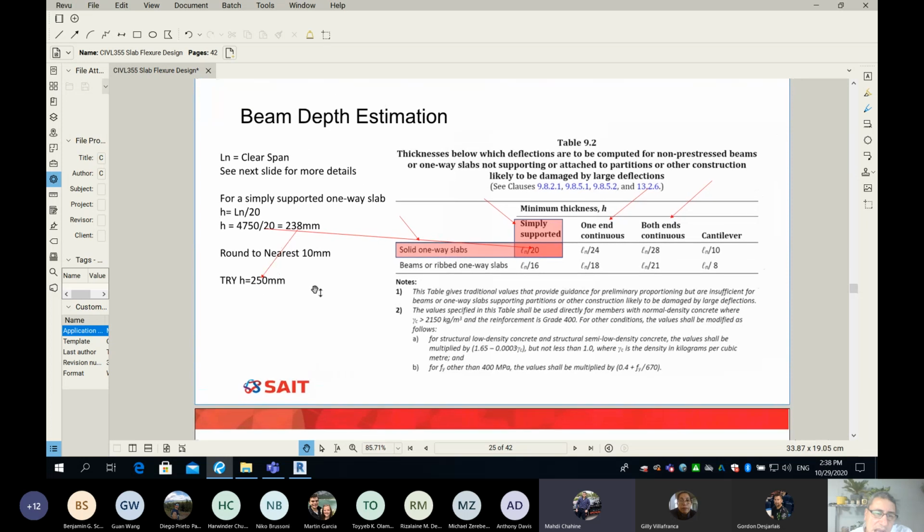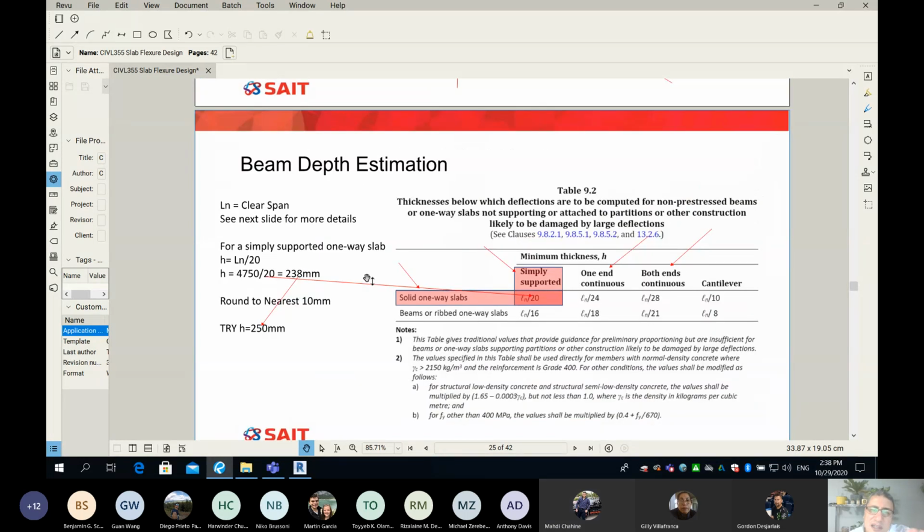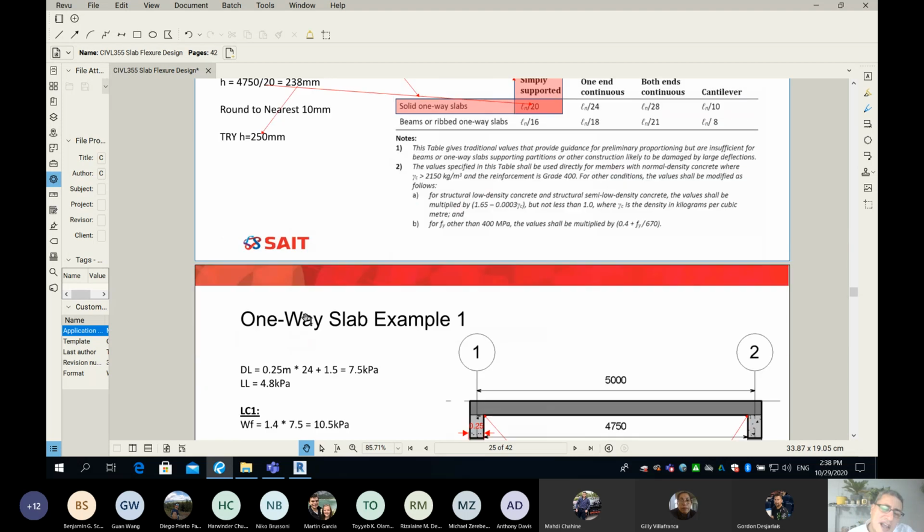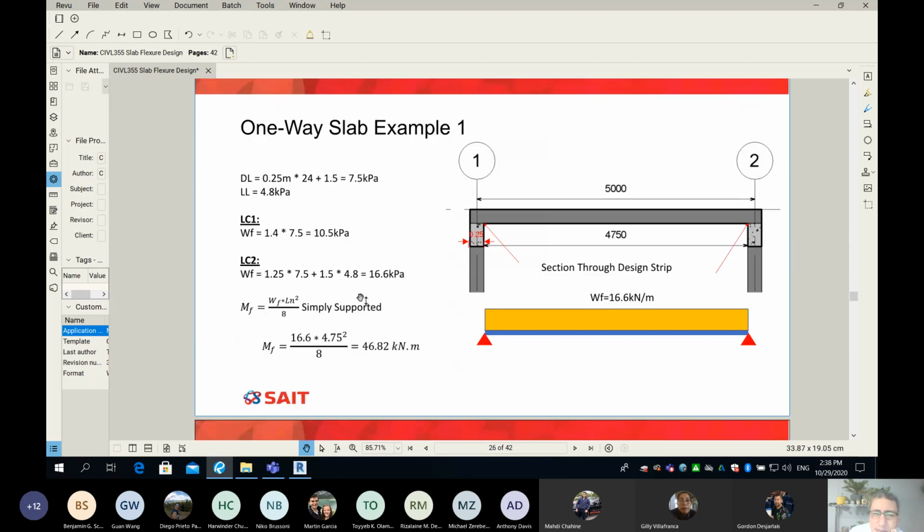Okay, so again, here in this class, I'm not really building a high-rise building. Let's say one floor, so it doesn't really matter if I go from 240 to 250. I chose 250 here, which means a 10-inch slab. Now, what happens next is I'm going to estimate the load.